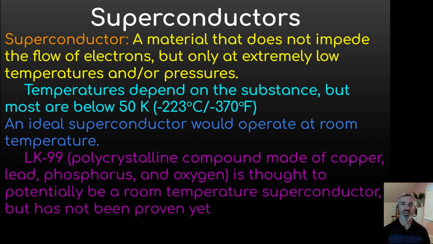Now, there's a substance called LK-99. It's a polycrystalline compound made of copper, lead, phosphorus, and oxygen. It's thought to be potentially a room temperature superconductor, but hasn't been proven yet because it has a lot of impurities in it, and that causes it to not have its superconductivity properties or prove that it has superconductivity properties.